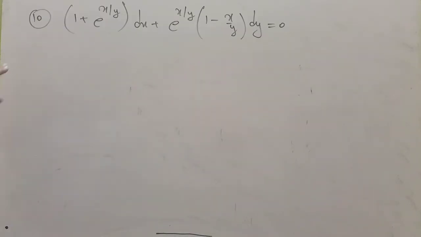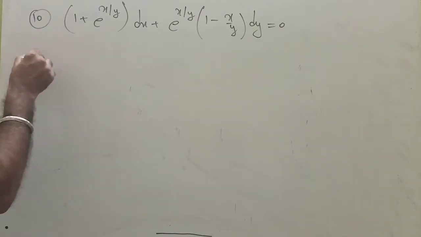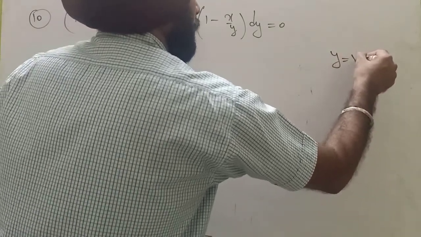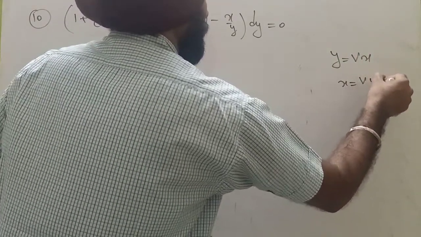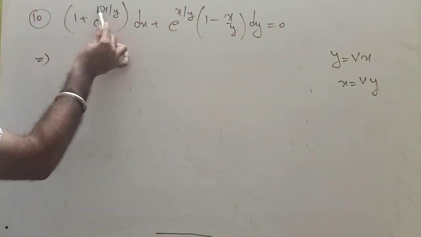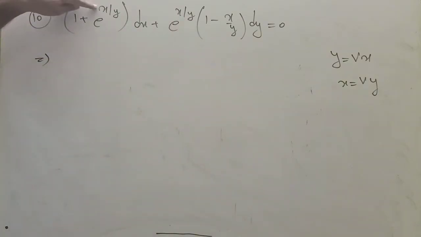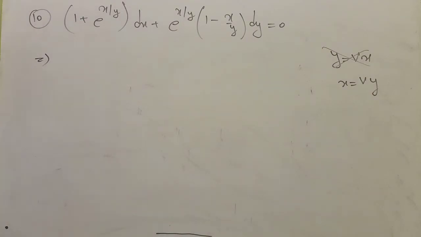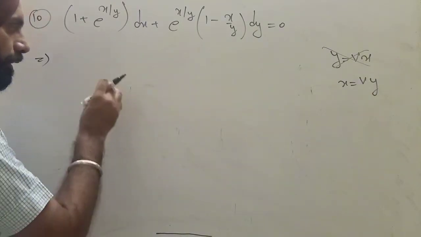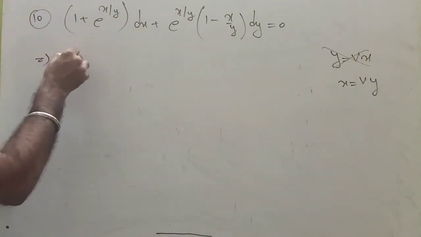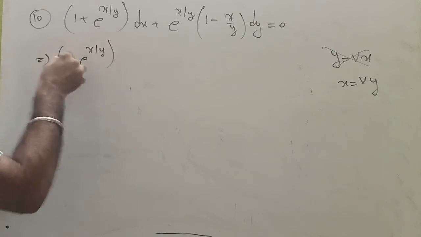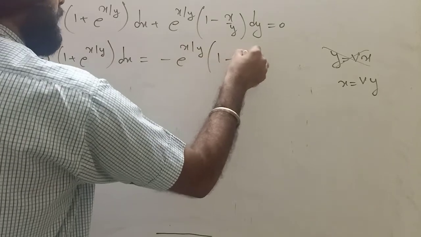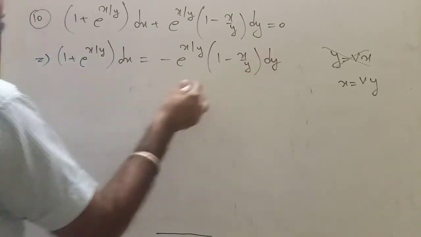Now let us take the 10th question of exercise 9.5. In this case, whether we will put y is equal to vx or x equal to vy. See that there are terms like x over y. So in the numerator there is x, so we will put x is equal to vy. Clear? If we have to put x equal to vy, then we will make dx over dy. So first of all, shift one term to the right hand side, minus of e raised to x over y, 1 minus x over y into dy.